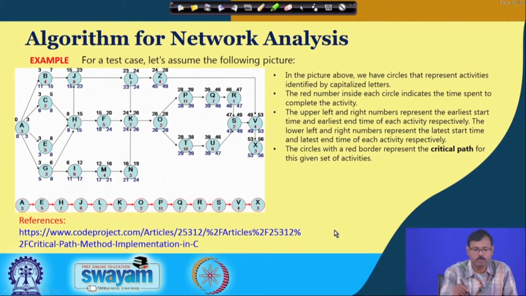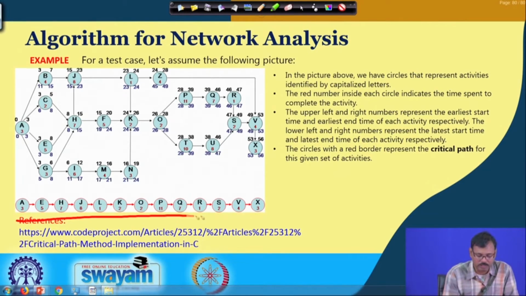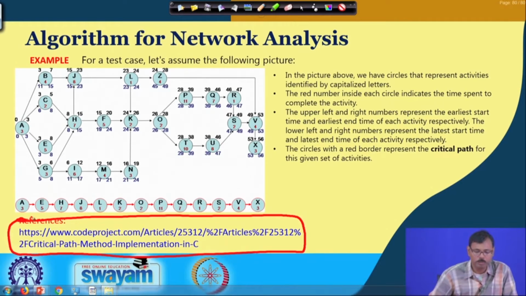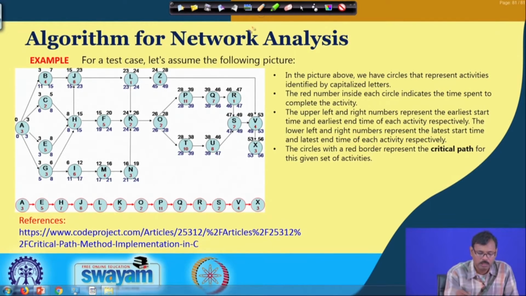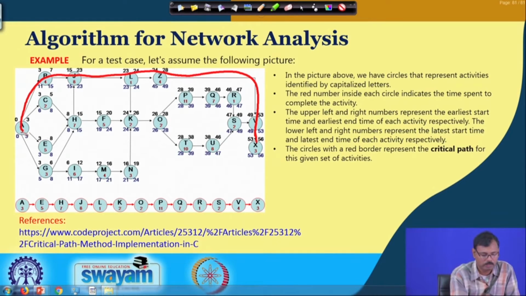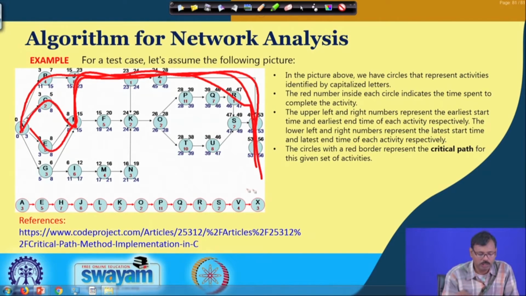one example calculation is given. This is available on the internet in this reference, because the complete C programming of that network analysis is given, that is why I am giving you this reference. You can go through this reference and find out what the programming is there in detail. If you see this, this is the network given, and there are n number of paths available. Those you can see, these are the different paths available. So, n number of paths are available, and that is why this is very difficult for hand calculation.